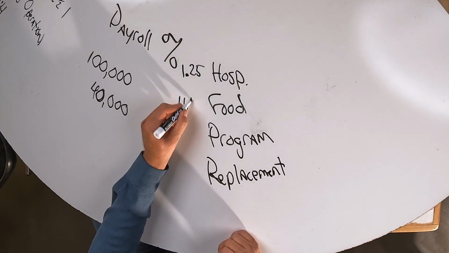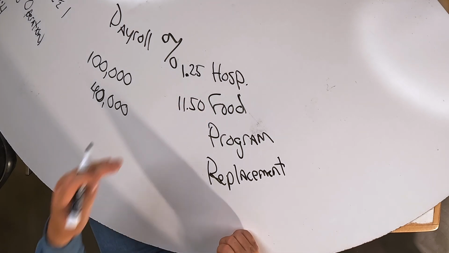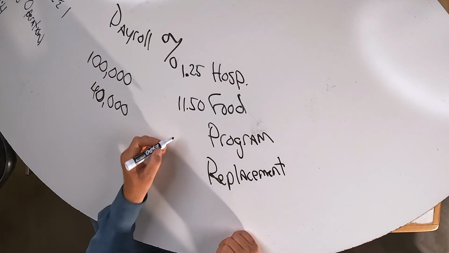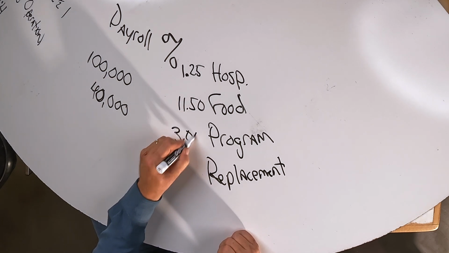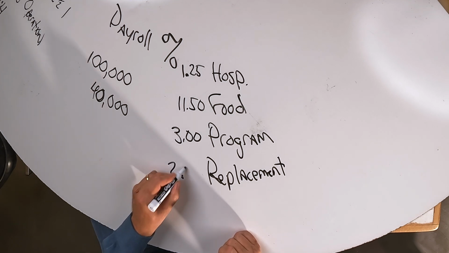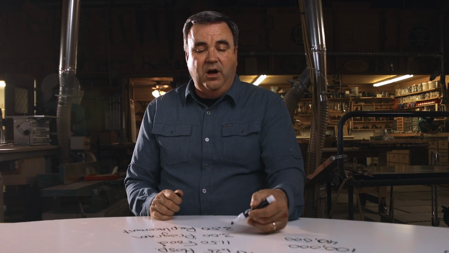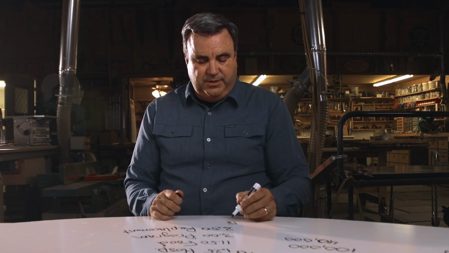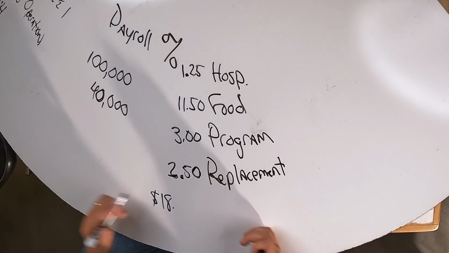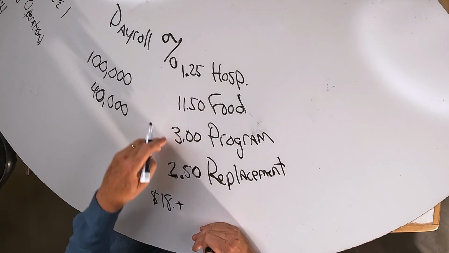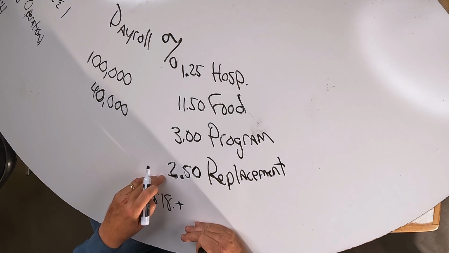Food is somewhere around $11.50 just for the raw cost of the food, not the labor cost that goes with it. Program is somewhere in the neighborhood of $3 a camper day, and replacement is somewhere in the neighborhood of $2.50 per camper day. Now you add all of that up, and what are we at? We're up over $18 that we are spending just when a camper arrives. This money automatically goes to each of these budgets to do these things.